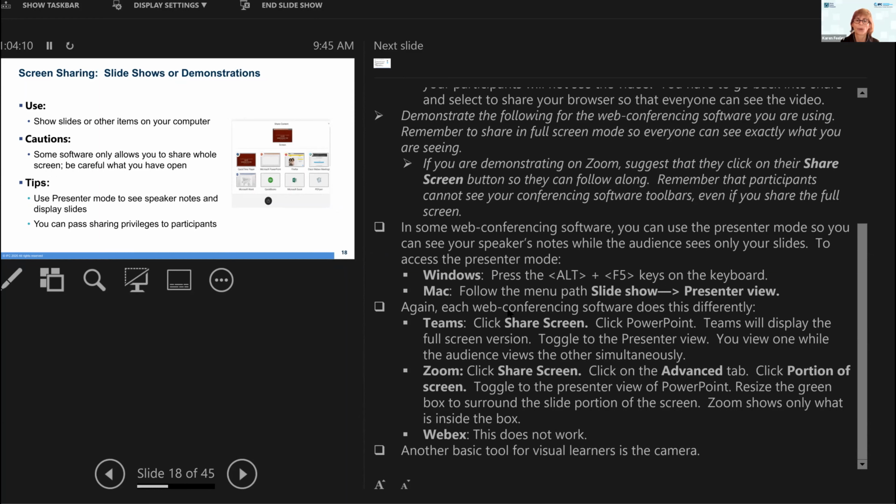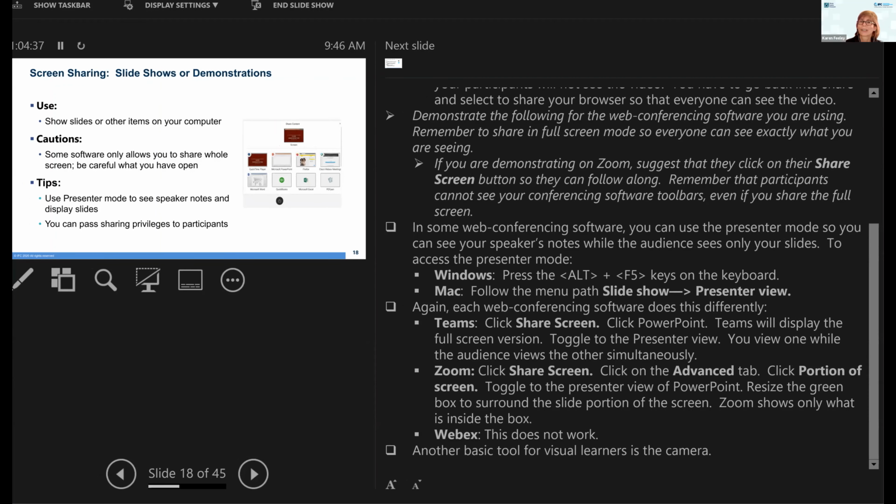So how do you do this? Well, if you're in Windows, as it says here, press the Alt key and the F5 key on the keyboard. If you are using Mac, follow the menu path, Slideshow, Presenter View. Now, again, this works differently on different software. I'll let you hang here, giving you the backstage look.